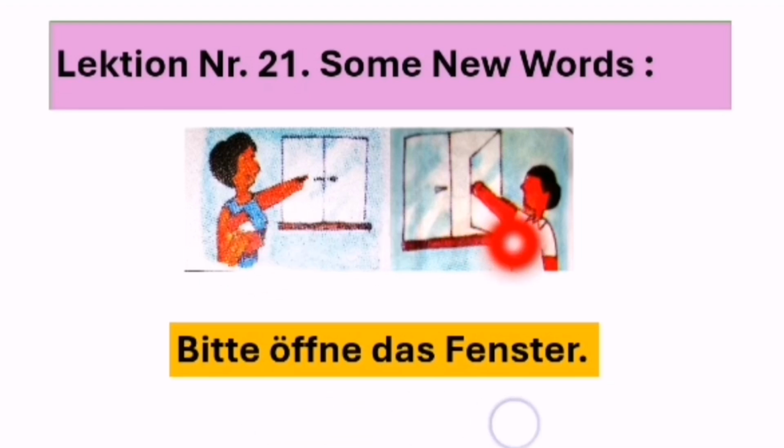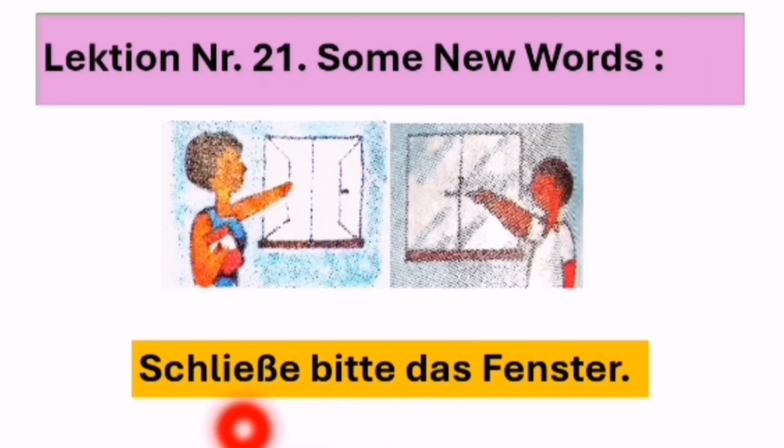This woman said to this boy, bitte öffne das Fenster. Please open the window. Fenster means window. Bitte öffne das Fenster. And now she says, schließe bitte das Fenster. Please. Now we used please here after the verb. Schließe bitte das Fenster. Close the window, please.